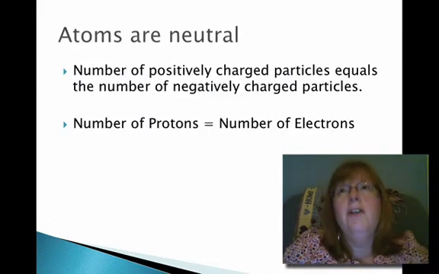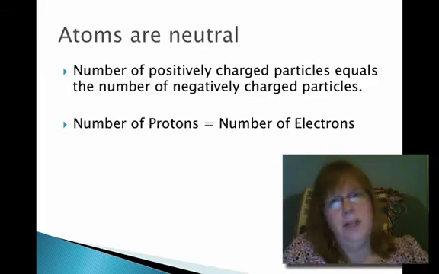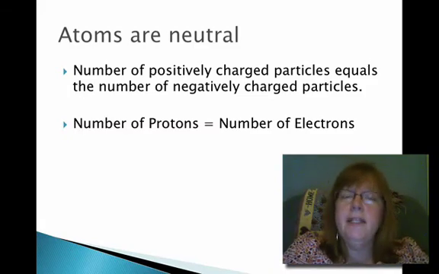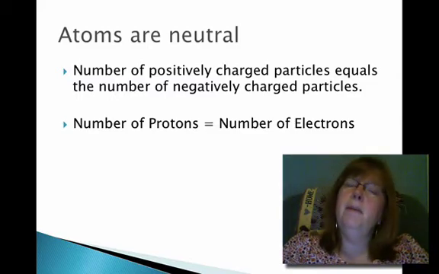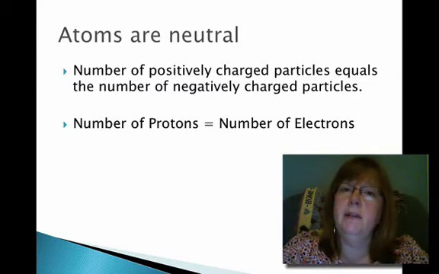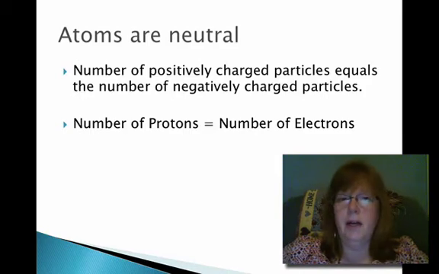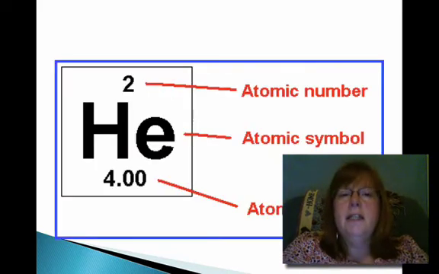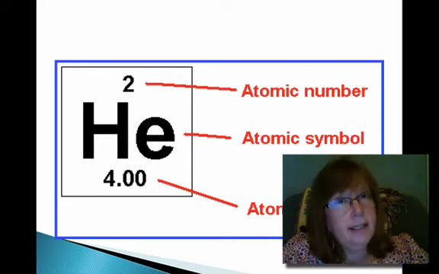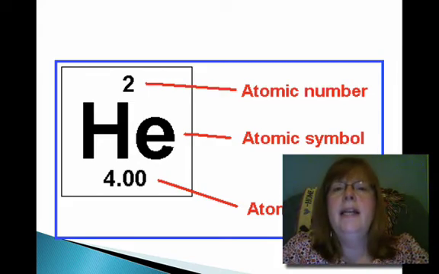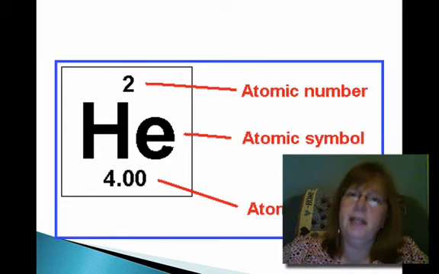Well, atoms are neutral, which means they have no charge. So the positives and the negatives must be equal. So the number of our protons must equal our number of electrons. So if our atomic number is 2, and that's the number of protons in an atom, that would be our number of electrons as well.